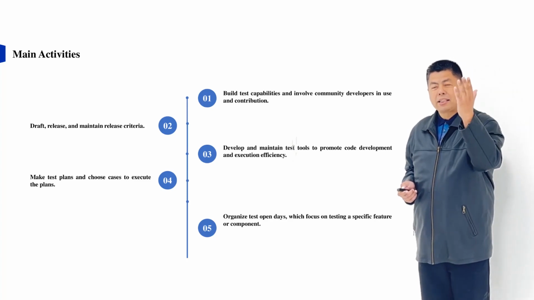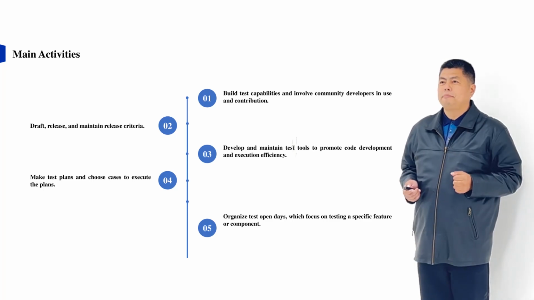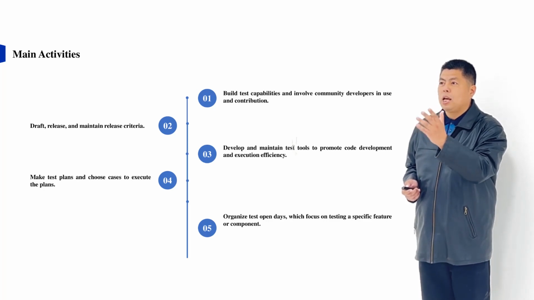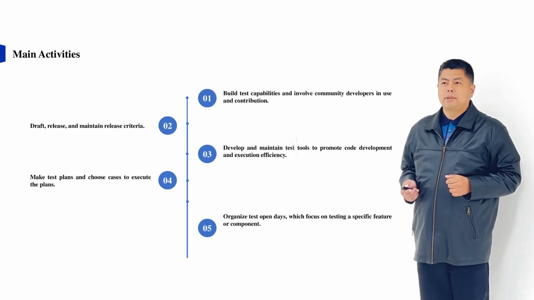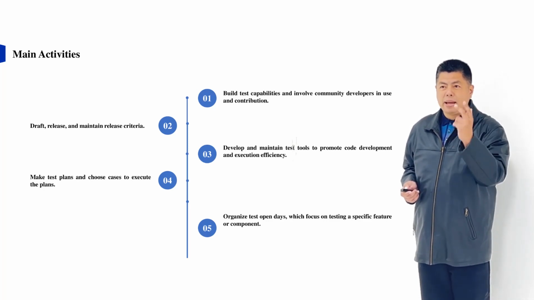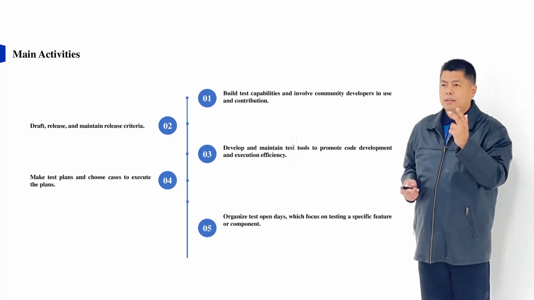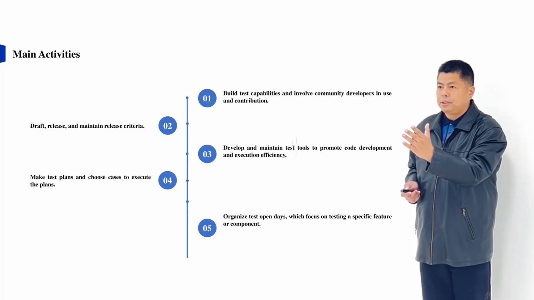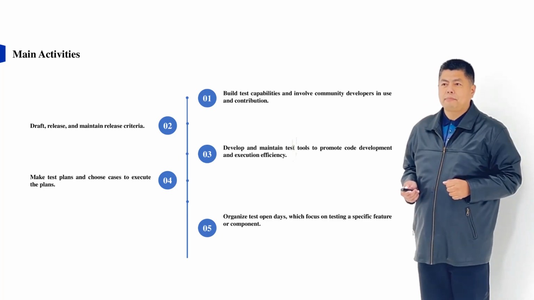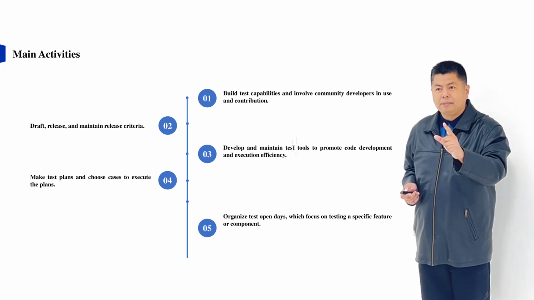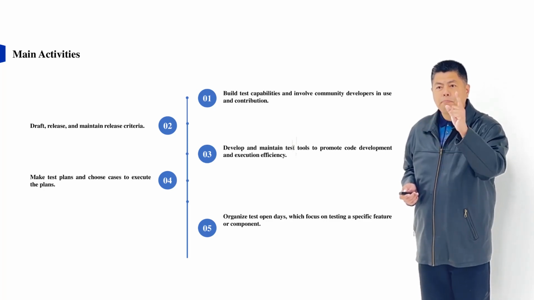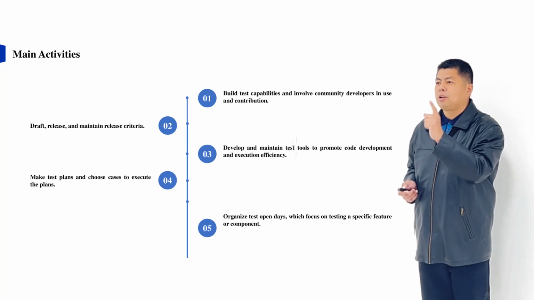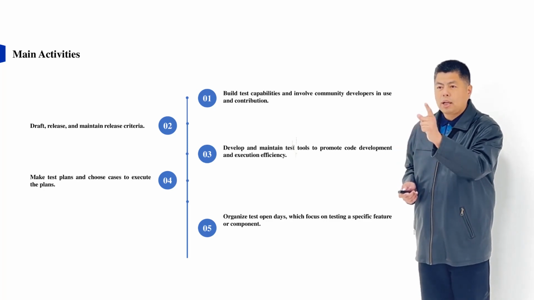These are our main activities, which include five steps. First, we build test capabilities and involve the community developers in use and contribution. Second, draft, release, and maintain release criteria. Third, develop and maintain test tools to promote code development and execution efficiency. Fourth, make a test plan and choose cases to execute the plan. Fifth, organize the test open days, which focus on testing a specific feature or component.